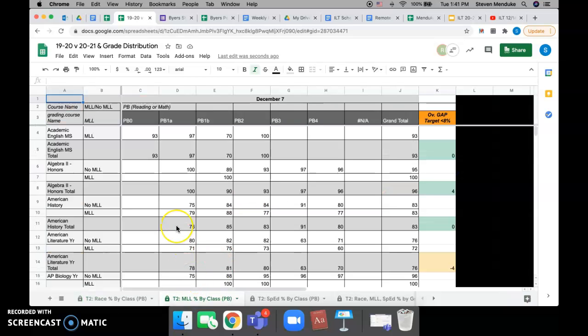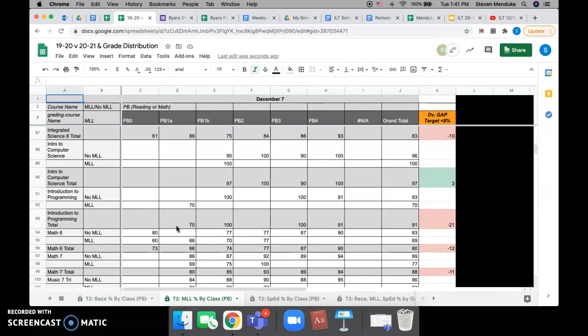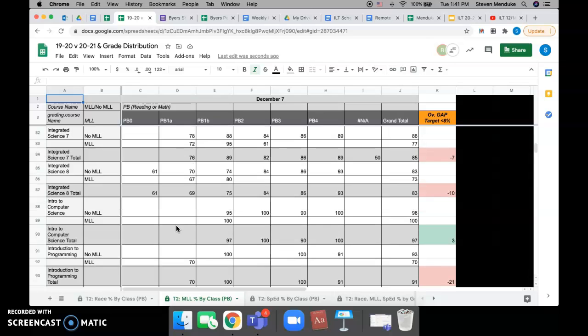Then we can move on to our multilanguage learner breakdown. And again, using Science 7 as an example, our non-multilanguage learners versus our multilanguage learners, right? A pretty concerning gap here. Okay, so this is what we are working on here.